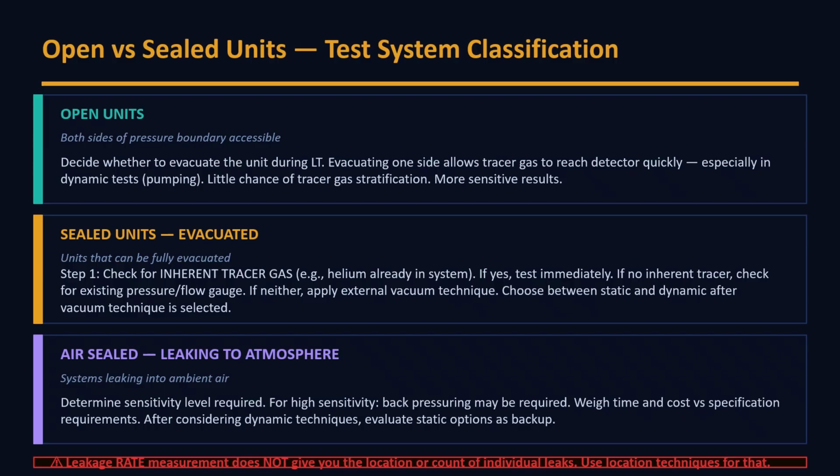Practical example. Imagine a sealed refrigeration component. The refrigerant itself may act as a tracer gas. No additional tracer gas may be required. This can save significant time and cost. Air-sealed systems. Now consider systems leaking directly into atmosphere. These systems often require higher sensitivity techniques. Back-pressuring may be necessary. Additional test setup may be required. Again, technique selection depends on application requirements.